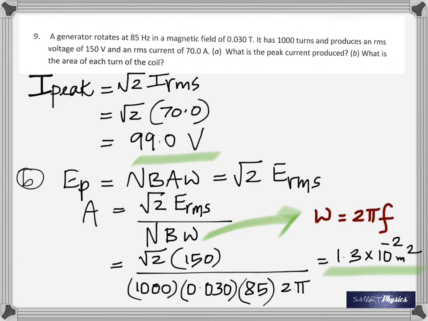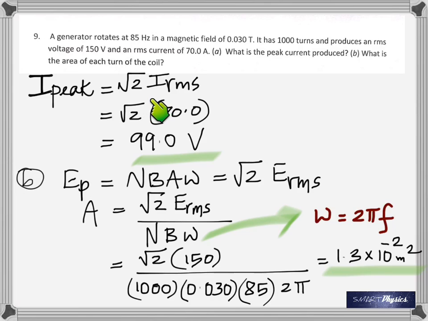In this question, we have a generator rotating at a frequency 85, magnetic field given, number of turns given, and it says the RMS voltage is 150 volt and the RMS current is given as 70 ampere. What is the peak current? Now to find the peak, all you got to do is multiply the RMS with square root of 2. That's the relation between the peak current and the RMS current, okay?